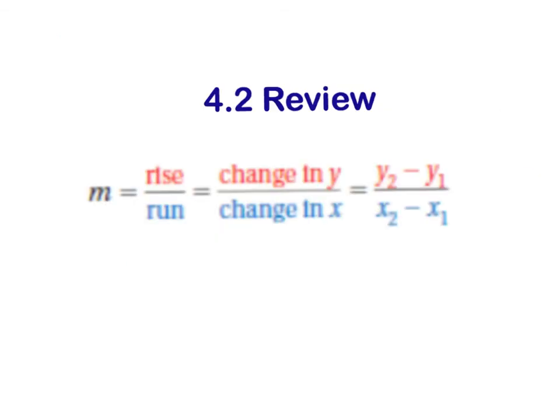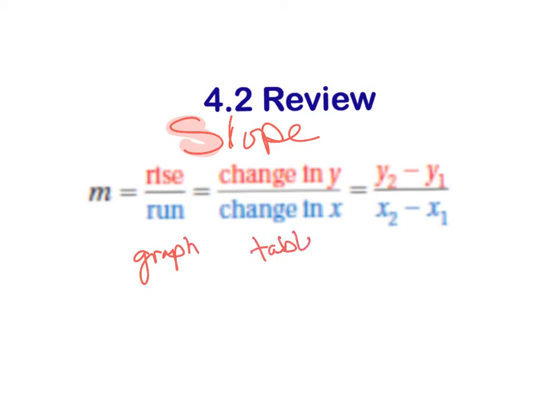So let's go back to 4.2. This is where we talked about slope. Whoops, let's use a pen instead of the highlighter. Slope. Slope is always m. Rise over run is on a graph. Change in y over change in x is on a table.